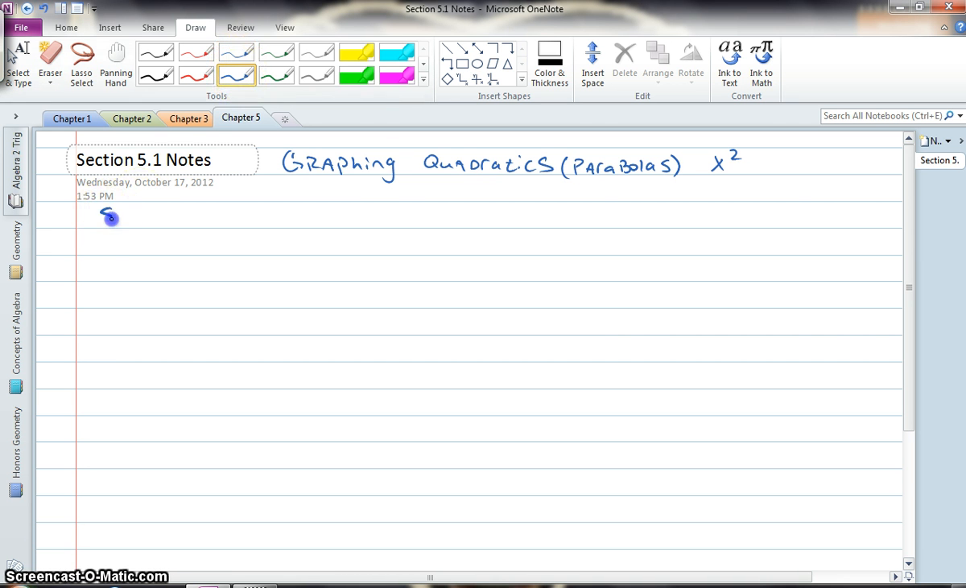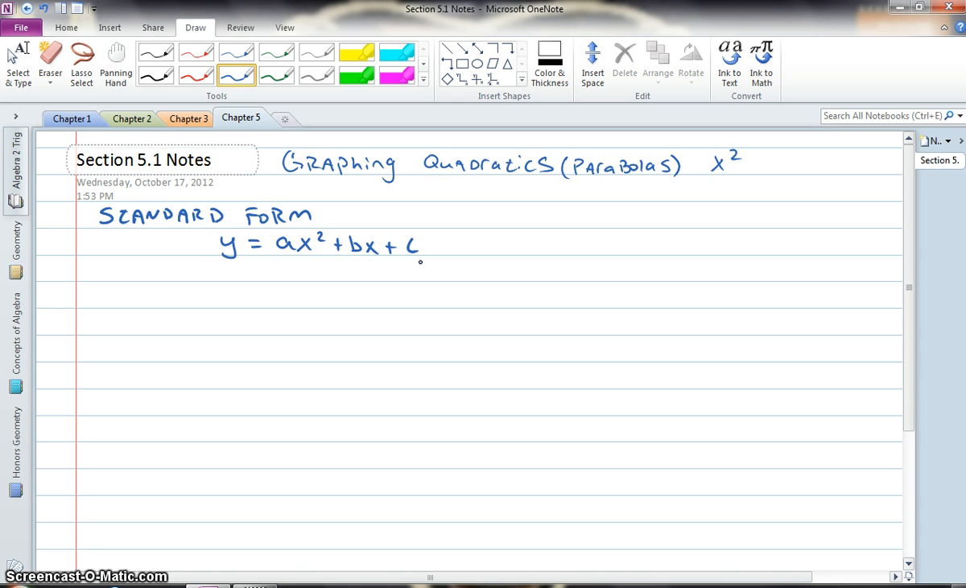Now, the first thing I want to look at is standard form. Alright, now standard form of a quadratic equation is y equals ax squared plus bx plus c. Now, we're going to look at 3 different forms today, and in each form they're going to give us very, very important pieces of information. And from the forms, we got to be able to pull out that information and apply it to the graph.